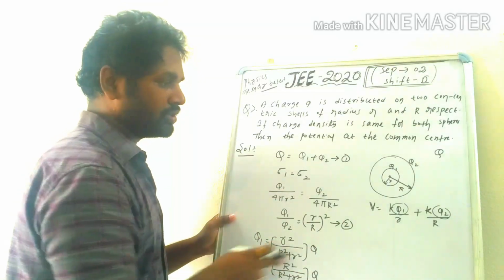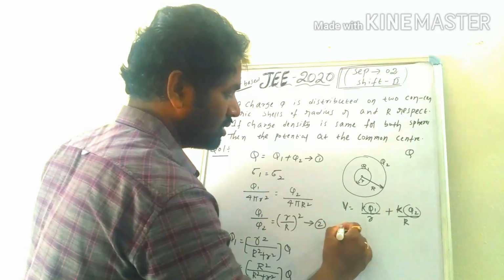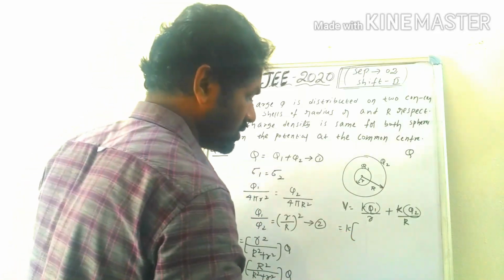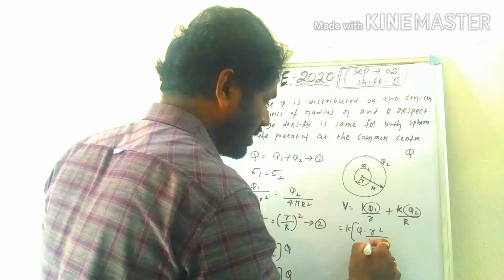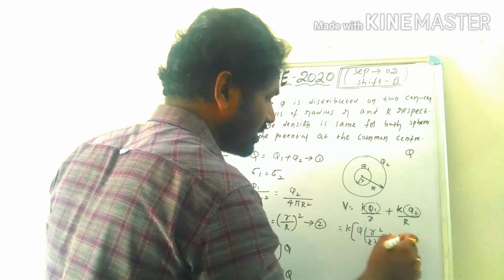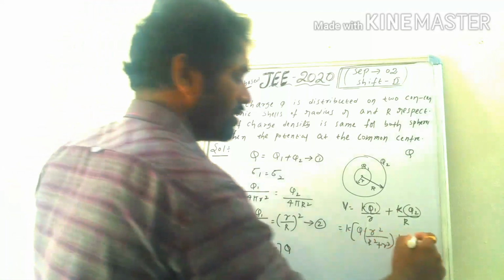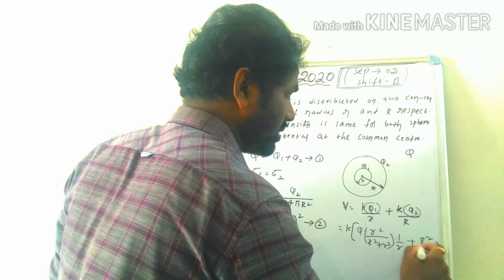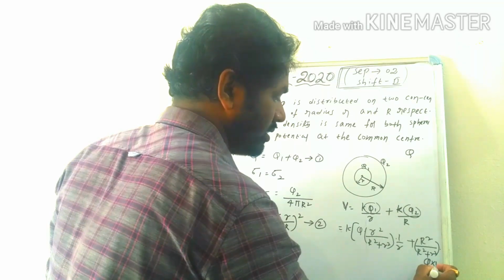So substitute Q1 and Q2 in this equation. What is common? You can take K common outside. Write Q1 as this entire expression, which is Q into small r square divided by capital R square plus small r square, into 1 by r. Plus Q2, which is capital R square divided by capital R square plus small r square, into Q into 1 by capital R.